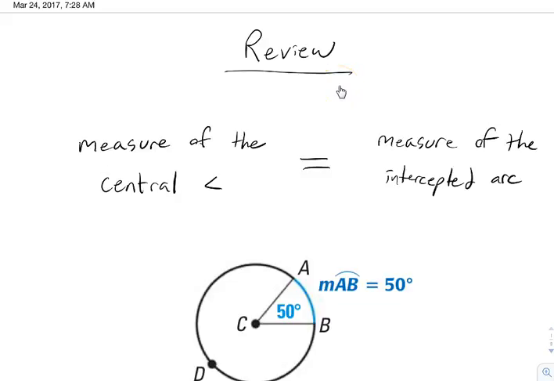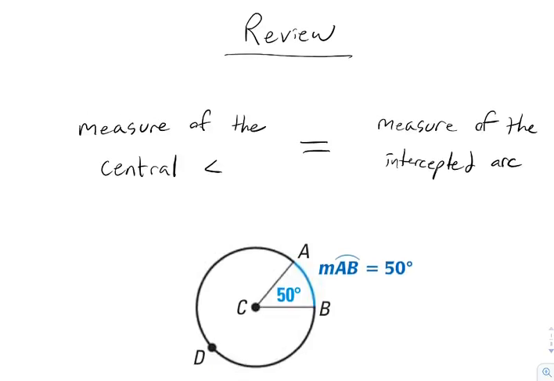Okay, today we're going to be talking about inscribed angles in a circle. First, I want to be really clear. We're going to just review briefly what a central angle is. So remember, a central angle is an angle at the center of a circle, and we define the measure of an arc to be equal to its central angle.